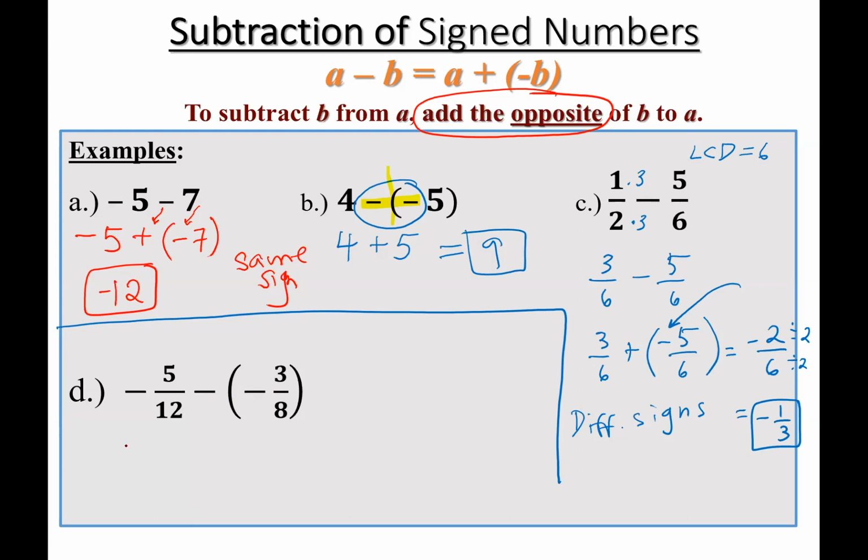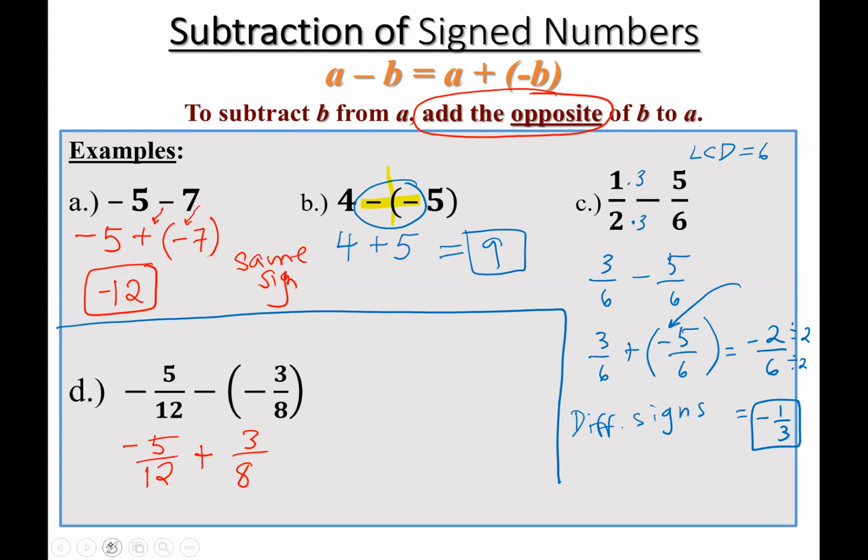So when I rewrite it, negative 5/12, instead of minus, I'll write plus. Instead of negative 3/8, I'll write positive 3/8. So the original problem was negative 5/12 minus negative 3/8. Now it's negative 5/12 plus positive 3/8. So now let's talk about a common denominator.